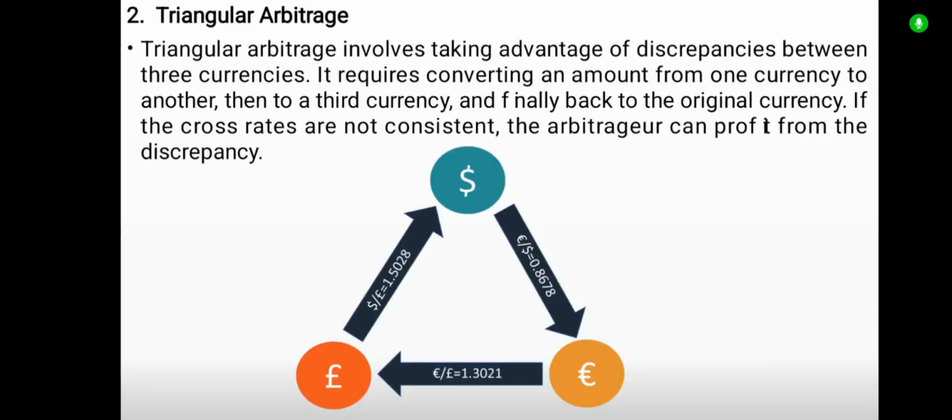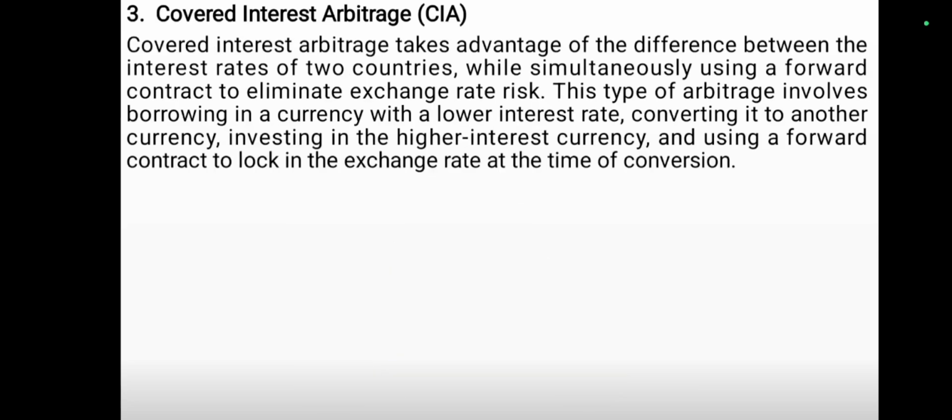Triangular arbitrage involves taking advantage of the differential between three currencies. It requires converting an amount from one currency to another, and then converting it into a third currency. As I said, we have the dollar, euro and pound. Once the transaction between the dollar and the euro happens, then the euro and the pound sterling, and then from pound sterling back to the dollar. It goes on a triangular basis, so in that case we make a profit by taking the price differential.